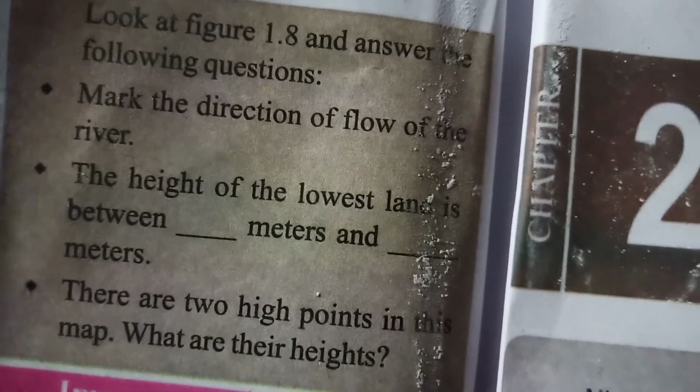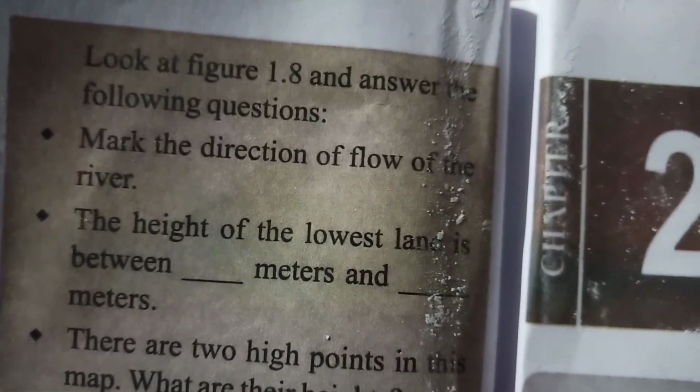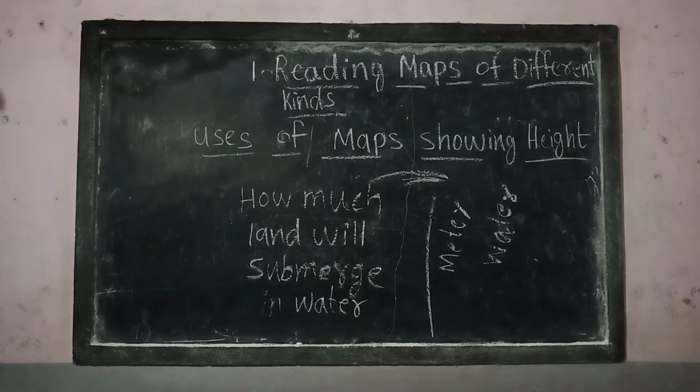Here I am giving you some homework. These pictures are homework, Nana. So you have to check the homework and note these questions in your notes. Look at figure 1.8. Following questions: mark the direction of flow of the river. Figure 1.8 means here the number is 1.8. Clear? Here what is the question? Look at the 1.8 question. Mark the direction of flow. In what direction is the river flowing in figure 1.8?